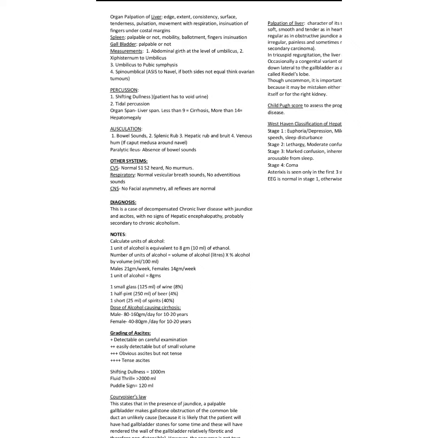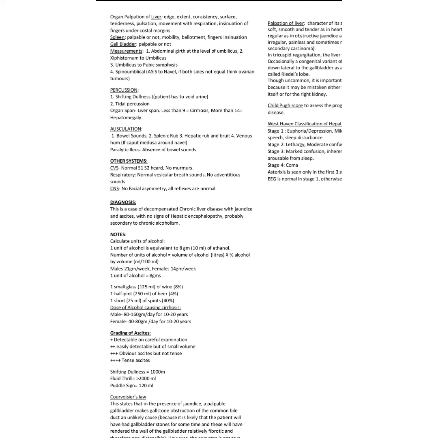Normal liver span will be 12 to 15 centimeters. If it is less than 9, it indicates cirrhosis. If it is more than 14, it indicates hepatomegaly. And then do auscultation here for the bowel sounds, and any splenic rub or hepatic rub, which will be seen in perihepatitis or perisplenitis.